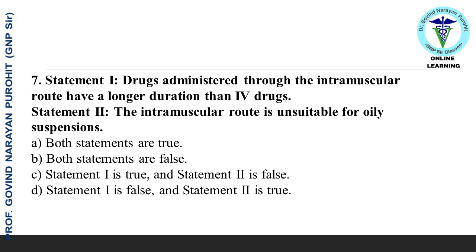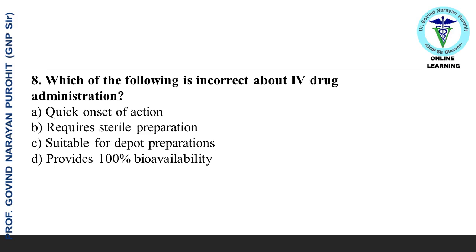7. Statement I. Drugs administered through the intramuscular route have a longer duration than IV drugs. Statement 2. The intramuscular route is unsuitable for oily suspensions. A. Both statements are true. B. Both statements are false. C. Statement I is true, and Statement 2 is false. D. Statement I is false, and Statement 2 is true. Correct answer, C. Explanation. IM drugs have a longer duration due to slower absorption, but the route is suitable for oily suspensions.